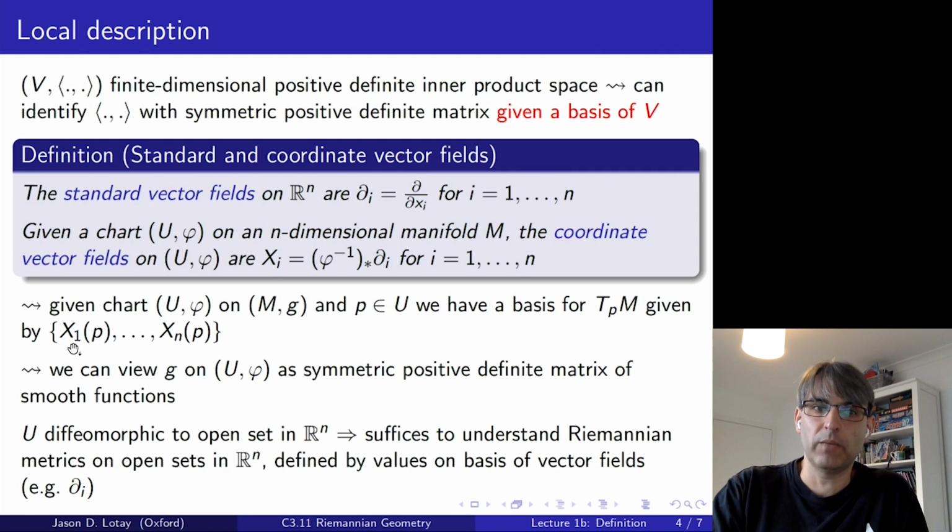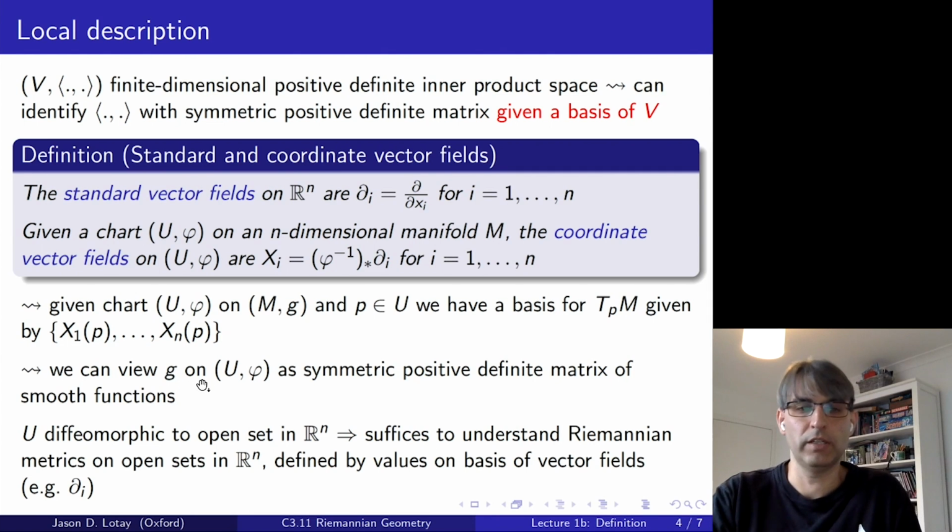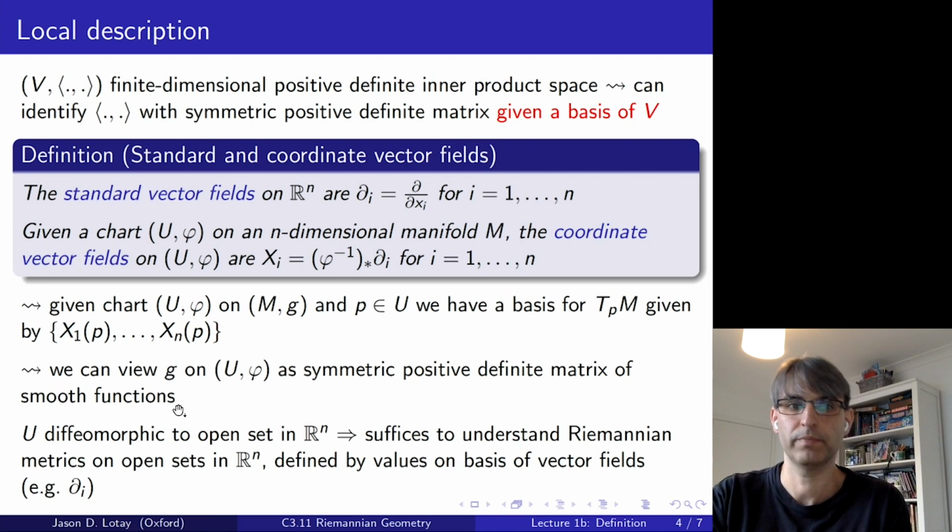And what that means is that we can evaluate g on this basis and get ourselves a symmetric positive definite matrix. And of course, this will be thought of as a symmetric positive definite matrix of smooth functions, because as p varies over the open set U, we'll then get a family of smooth functions. Okay. So we can see that using the coordinate vector fields, we can think of a Riemannian metric as nothing other than a symmetric positive definite matrix of smooth functions.